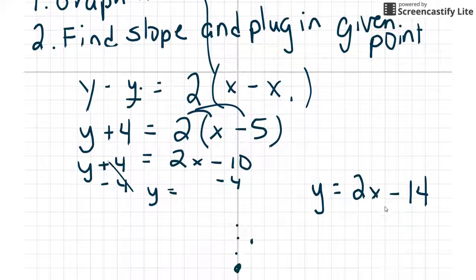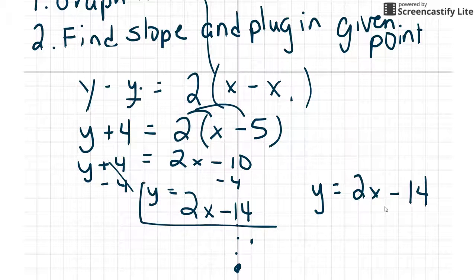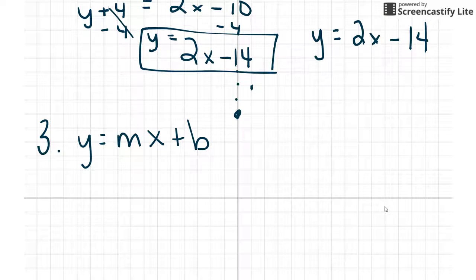Get rid of the 4, and you can see you get the same answer. Y equals 2x minus 14. So you get it the same way, or the same answer that we got when we graphed it.